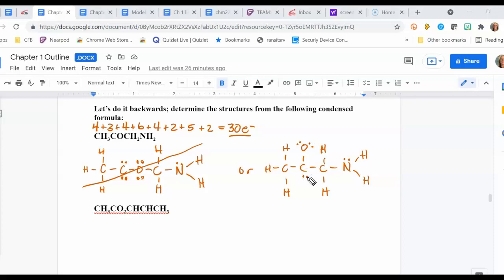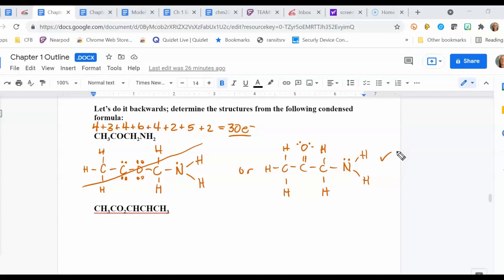Except that while the carbon has a complete octet, the oxygen does not have a complete octet. So remember what we have to do when the oxygen does not have a complete octet, or when anything does not have a complete octet, we're going to have to move electrons. So I'm going to move those 2 electrons into this double bond, and that's where I get my correct structural formula.